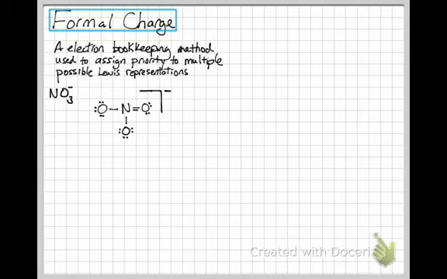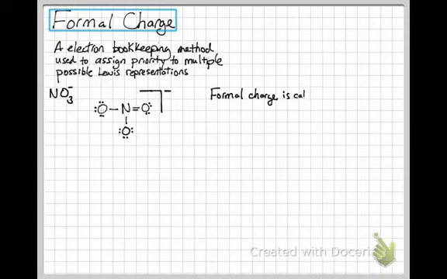You can see that it has a double bond between nitrogen and oxygen and two other single bonds. We've already talked about how this actually has multiple resonance forms that are equivalent to this representation shown. However, we will just use this one because, as long as your multiple resonance forms are actually equivalent, the formal charges you calculate will also be equivalent. So we will just use this one as our example.